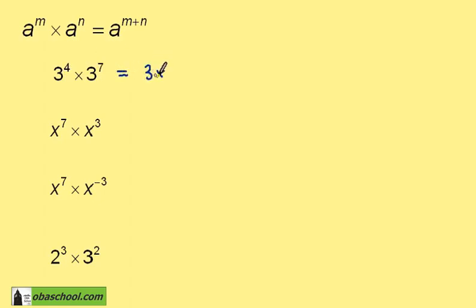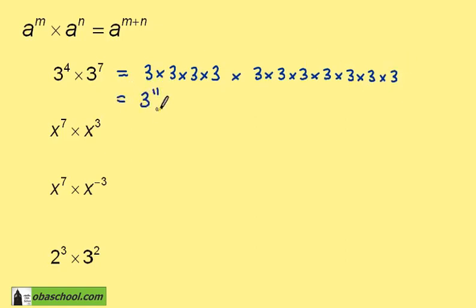3 to the power 4 is 3 times 3 times 3 times 3. And we're multiplying by 3 to the 7, which is 3 times 3 times 3 times 3 times 3 times 3 times 3. We have 11 threes in a row here. So another way of writing this is 3 to the power 11. And we could have seen this by doing 4 plus 7 is equal to 11 using the index law.